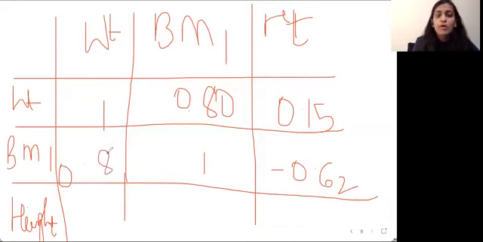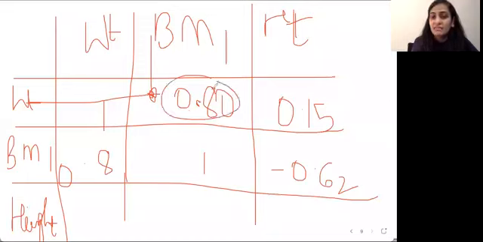Now tell me, what is the correlation between weight and BMI? Based on this table, tell me the correlation between weight and BMI. Means you look at weight and you look at BMI. What is it? It is 0.80. That means it's a strong positive correlation.